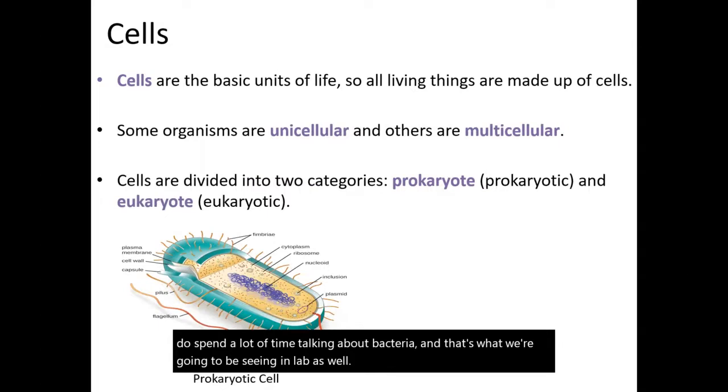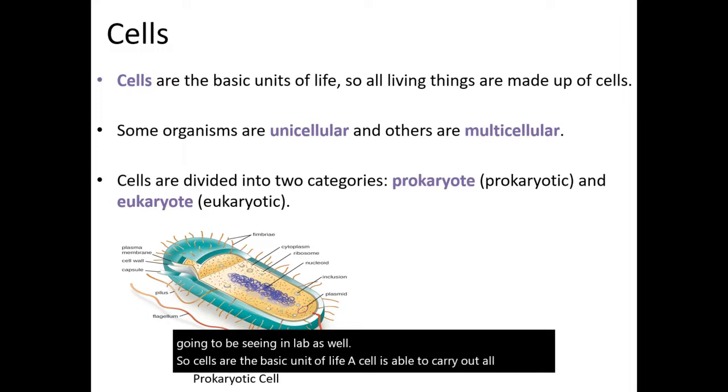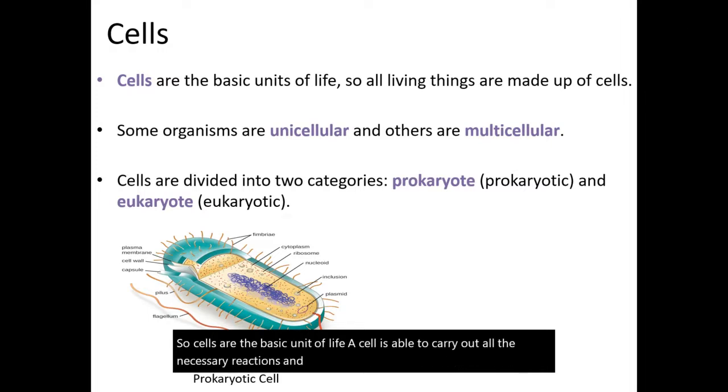So cells are the basic unit of life. A cell is able to carry out all the necessary reactions and functions to keep something alive. Some organisms are made up of one single cell. We say that those organisms are unicellular. Other organisms, like humans, are multicellular. We're made up of lots of different cells. Humans, we have billions of cells. Bacteria, just one single cell.